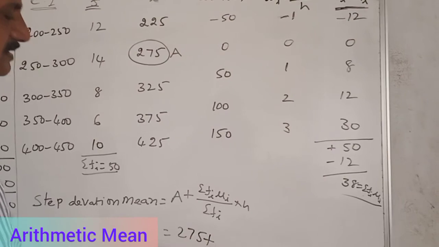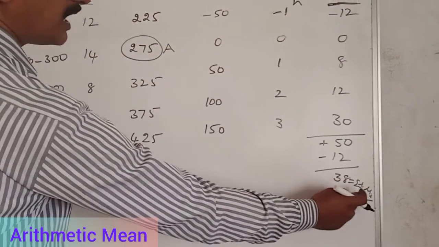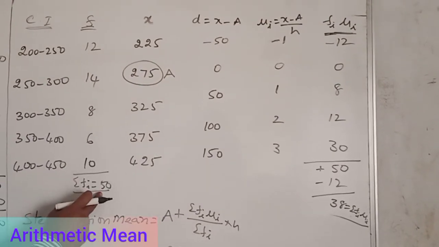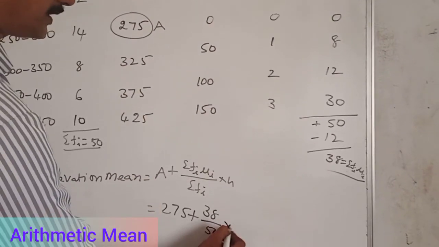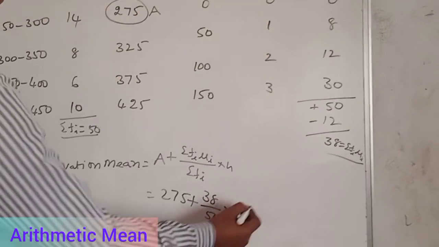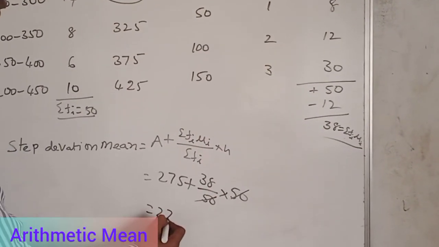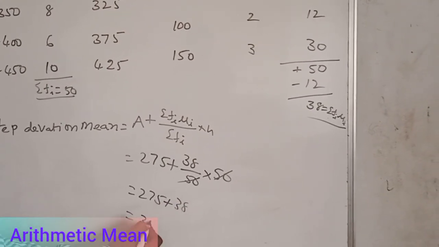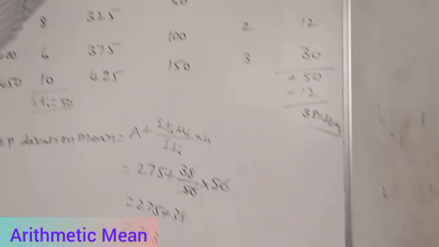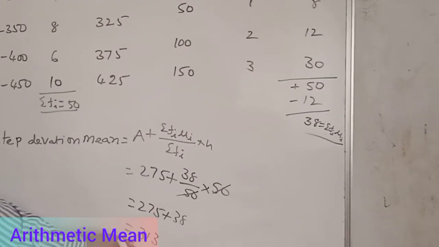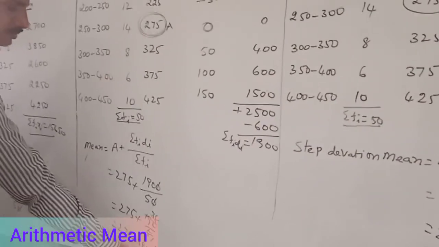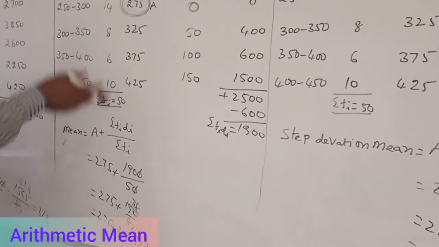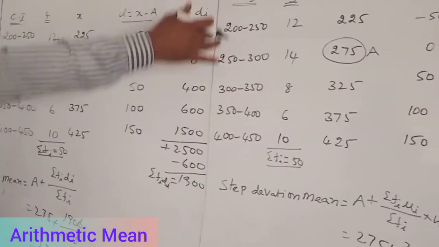So the mean equals 275 plus sigma f i u y, 38, by sigma f i, 50, into h, also 50. 50 and 50 cancel. 275 plus 38 equal to 330. Here, by the step deviation method the value is 330. The assumed method value is also 330 and the direct method mean is also 330. The same sum by the direct method, assumed method and step deviation method gives the same result.